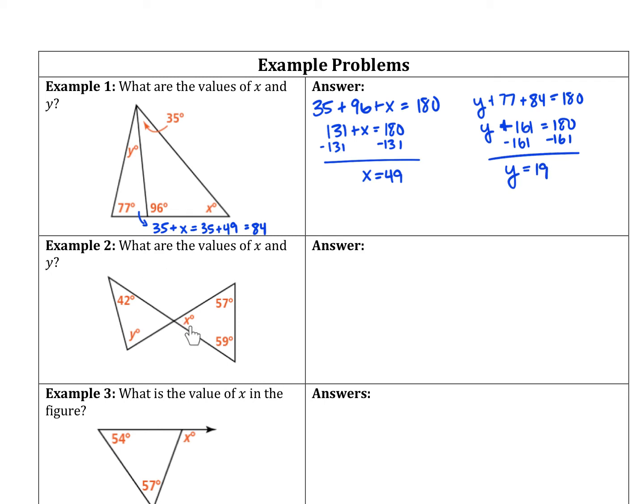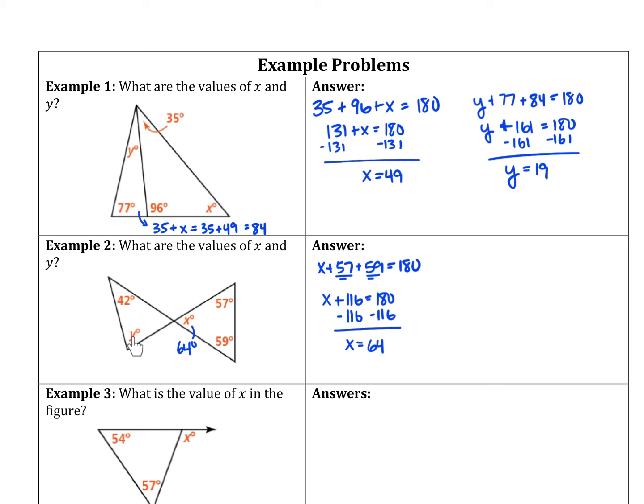Now in the next example, we have another picture where we have to find both x and y. This time we have just kind of two triangles. We have the triangle that's on the right and we have a triangle that's on the left. Let's start with the triangle on the right, because I see that I know two of its interior angles and the third one is just x. So that means that if I take x plus 57 plus 59, I should get 180. So let's combine these like terms. X plus 116 equals 180. And then I'll subtract 116 from both sides. So x equals 64. So I'm going to put 64 degrees on my picture for x.